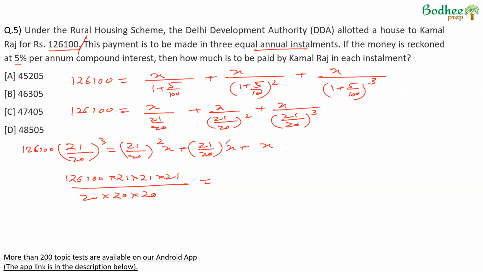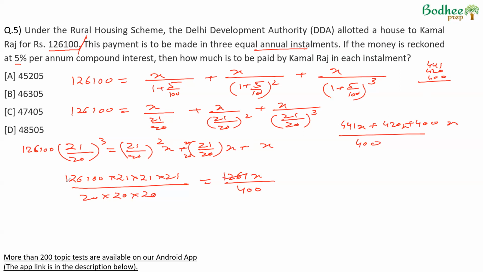This is equal to, if you look at the right hand side, we can write it as, take the LCM as 400. So this will be 441x plus, from here we'll get 20 into 20. So this becomes 20 square basically, LCM, plus, so this will be 420 plus 20 square, therefore 400x. Taking the LCM as 400, adding the values on the right hand side, 441 plus 420 plus 400, which will be 1261. So this is 1261x upon 400.